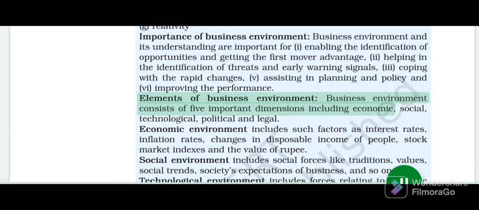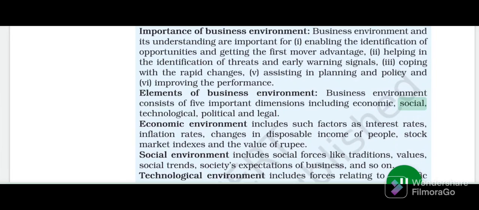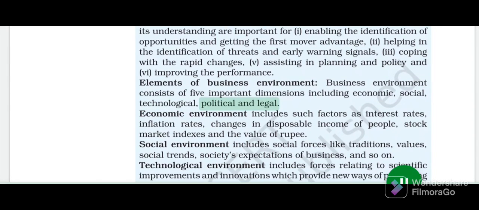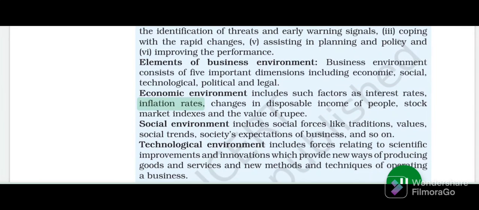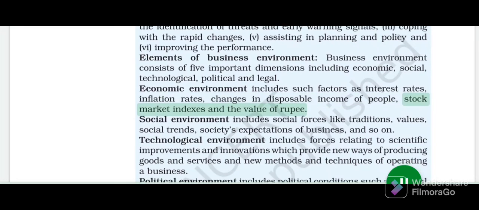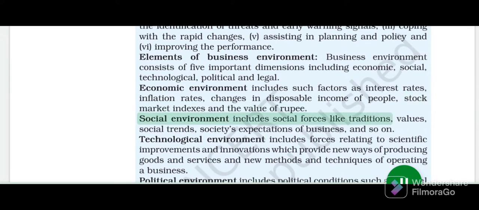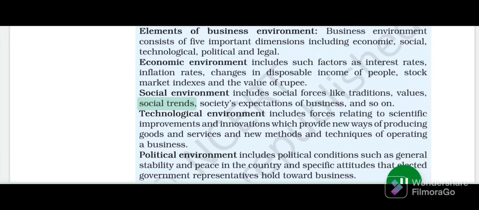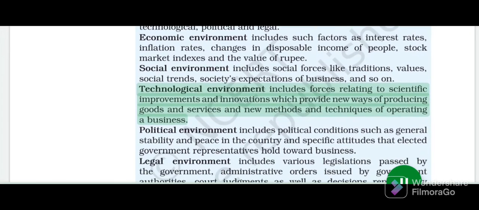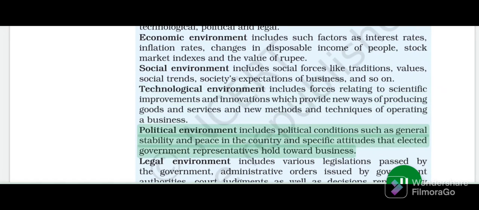Business environment consists of 5 important dimensions including economic, social, technological, political and legal. Economic environment includes such factors as interest rates, inflation rates, changes in disposable income of people, stock market indexes and the value of rupee. Social environment includes social forces like traditions, values, social trends, society's expectations of business, and so on. Technological environment includes forces relating to scientific improvements and innovations which provide new ways of producing goods and services and new methods and techniques of operating a business.